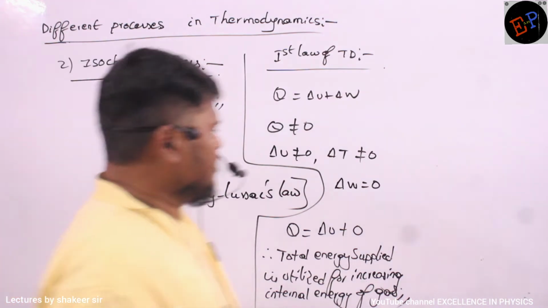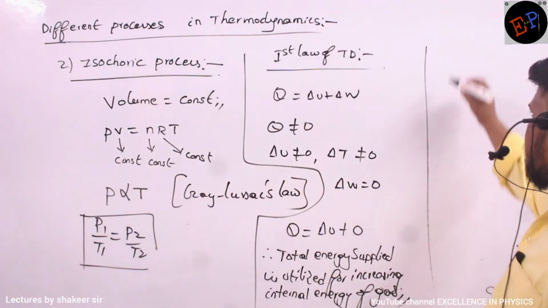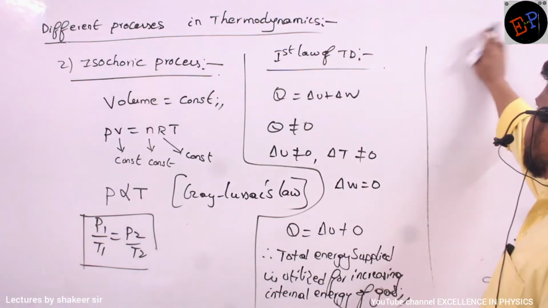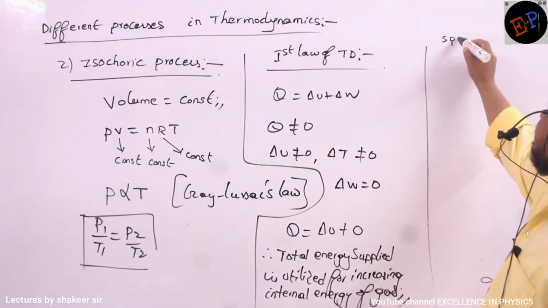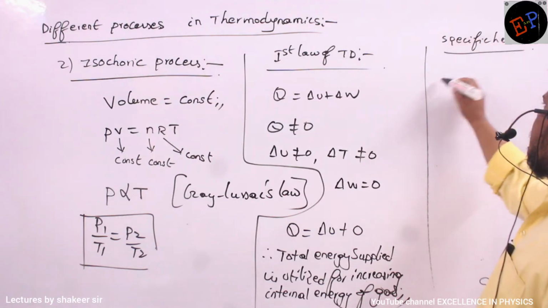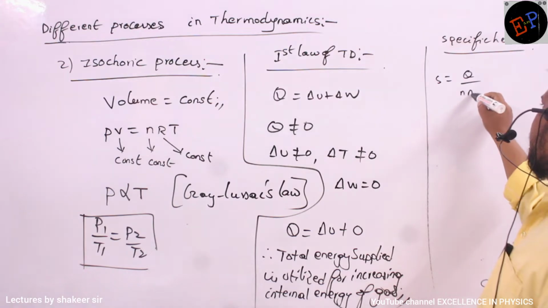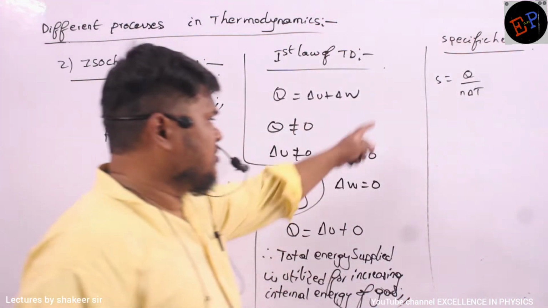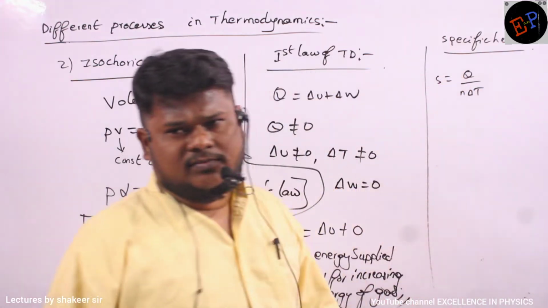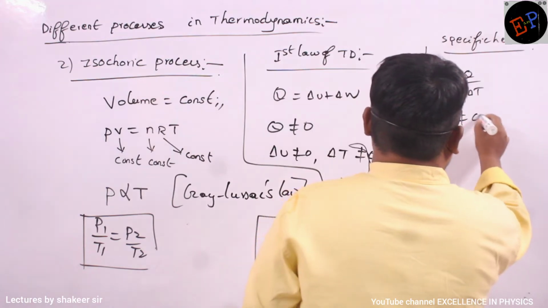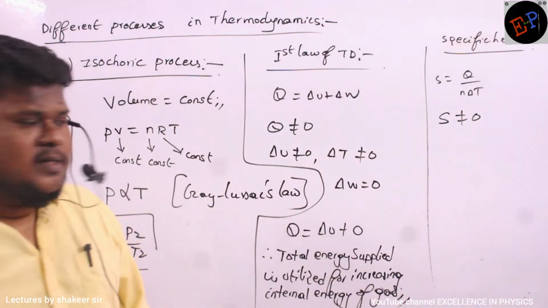Clear? Now let us study work done. How much is the work done? Zero. But first of all, we have to study specific heat. Specific heat S is equal to Q by n delta T. Is Q value 0? Is delta T 0? So S also cannot be 0. So I write S is not 0. Understood?